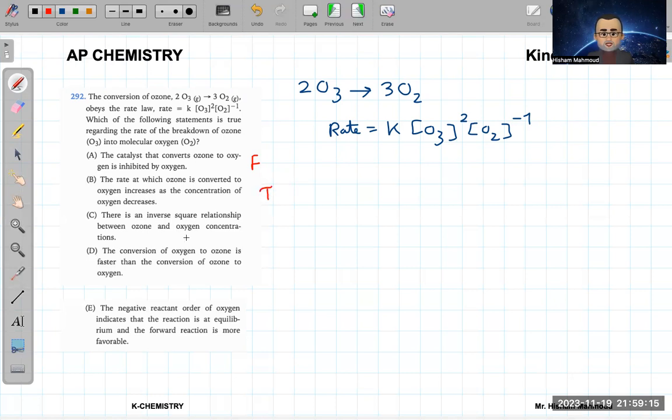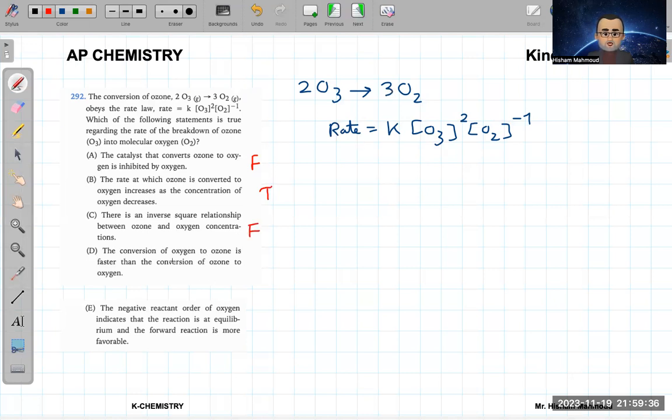This is an inverse square relationship between ozone and the oxygen concentration. Inverse relationship between ozone and oxygen concentration. There is no relationship between this one and concentrations at all. مفيش أي علاقة، ماليش دعوة بالconcentrations. I'm talking about the effect of concentrations on the rate. So it's not related at all.